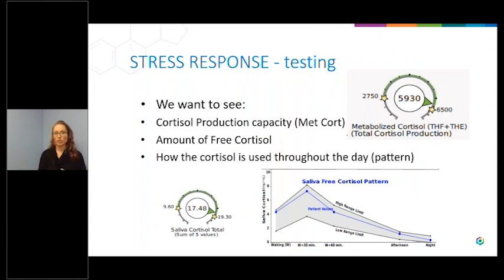Testing for stress response. So what we want to see in testing, we want to see your cortisol production capacity. So in that 12 to 24 hour period, we want to see how much cortisol your body can make. Is there a problem with how your body is making cortisol? Is it making too much? Is it making too little? What does that capacity look like? We want to see the amount of free cortisol that's available. And we want to see how that free cortisol is used throughout the day, or that daily pattern. So this is going to be a big component of overall cortisol and adrenal response.